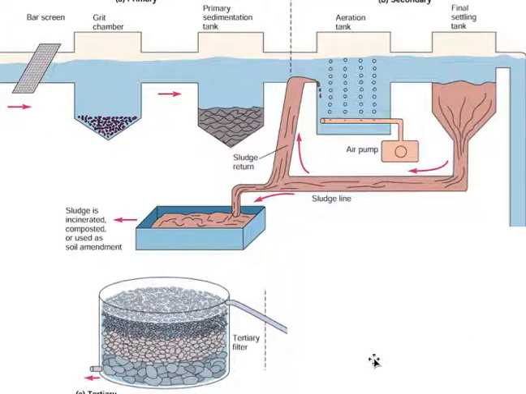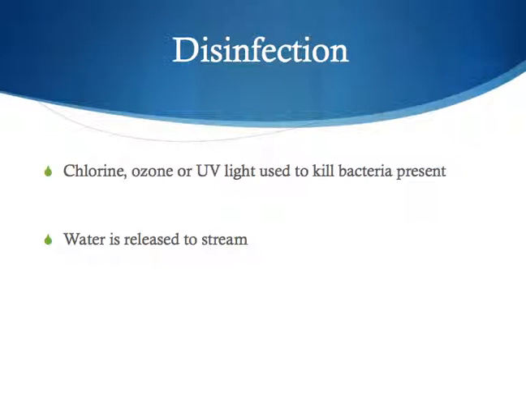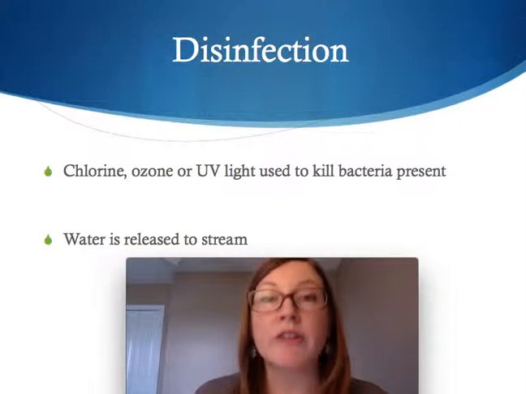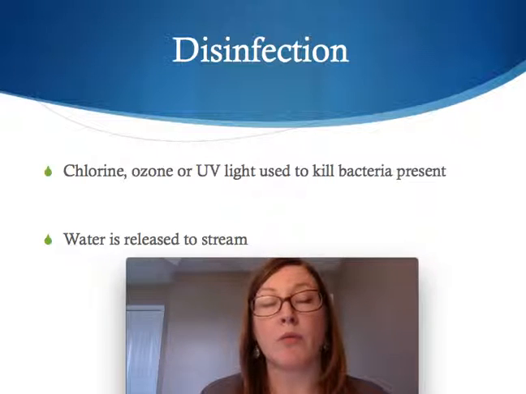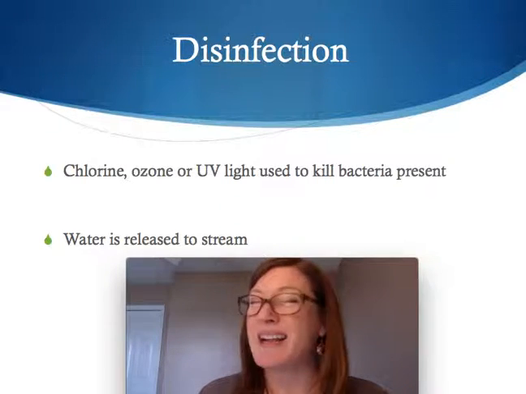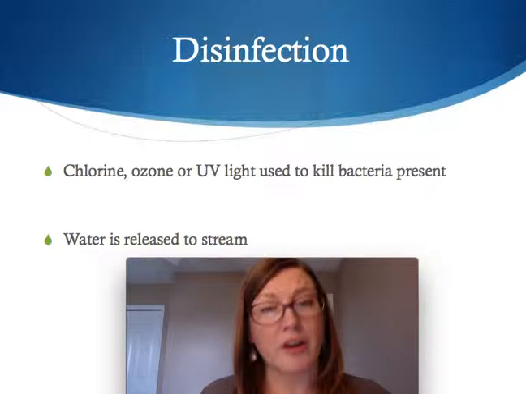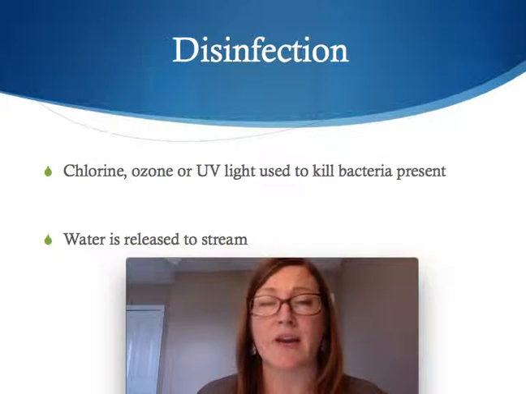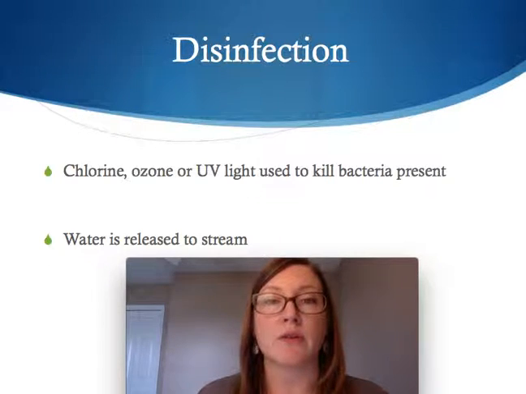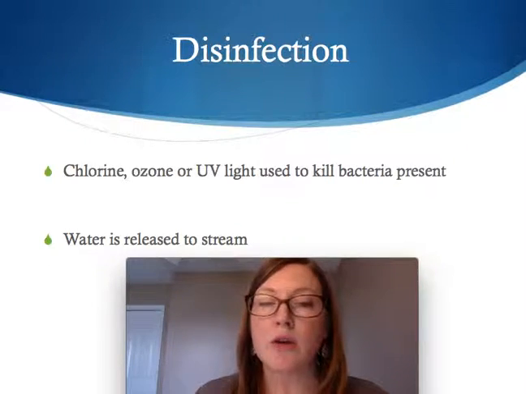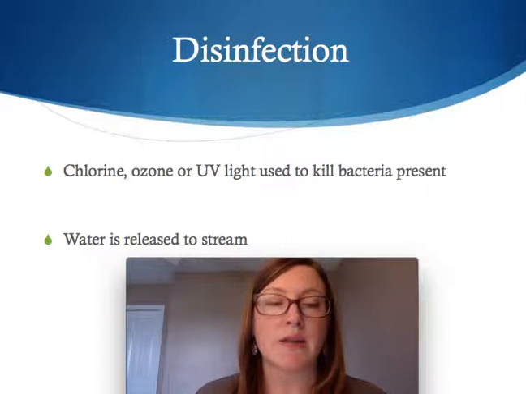Okay, so you can see here's our tertiary filter as the next step to remove nitrogen and phosphorus from the system. Okay, finally, our water is eventually going to go to the nearest stream or river. So we want to make sure that any bacteria that are left in the system, and there shouldn't be very many, most pathogens are going to be taken care of at this point, but we want to make sure that any that are left are removed before that goes to a waterway. We'll use chlorine, ozone, or UV light to kill bacteria present, and then send it on its way.